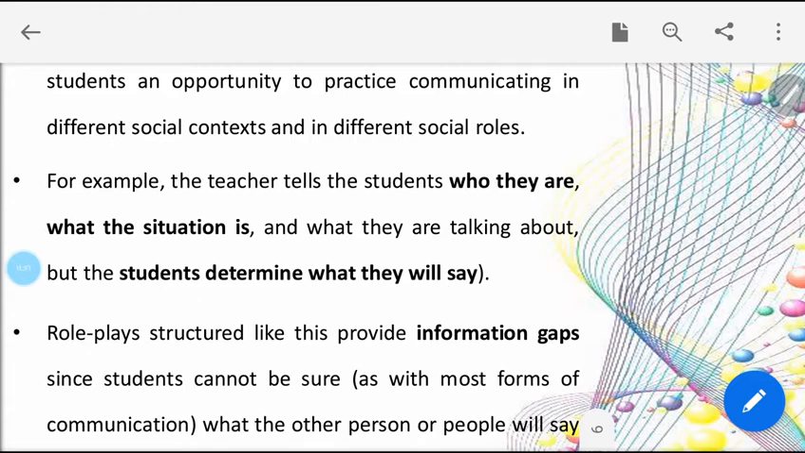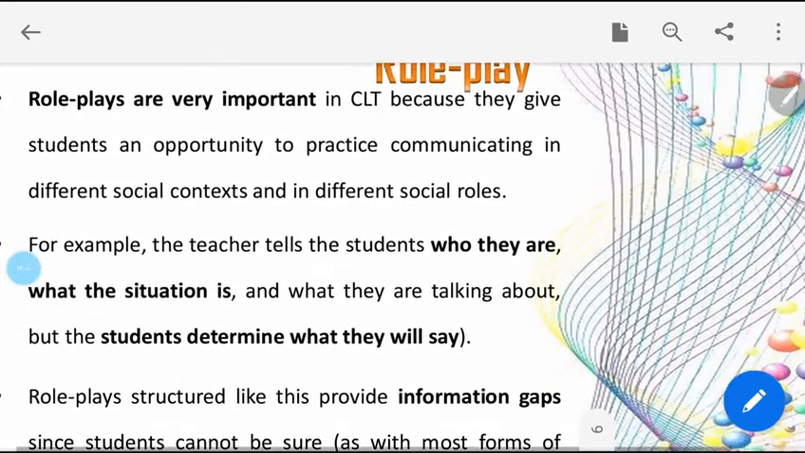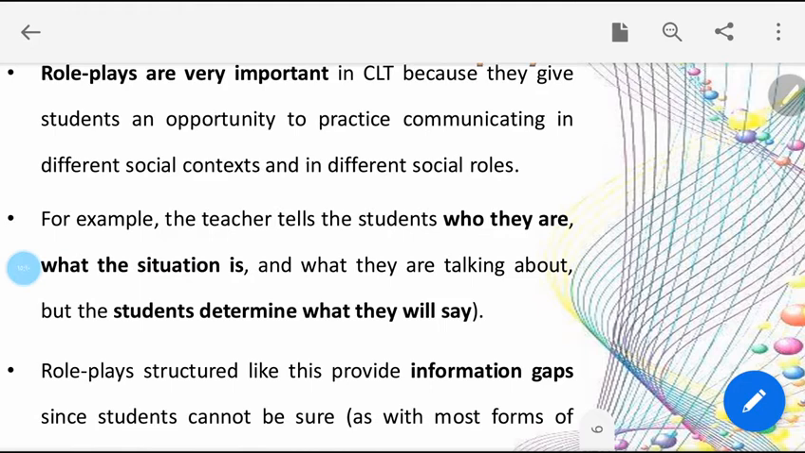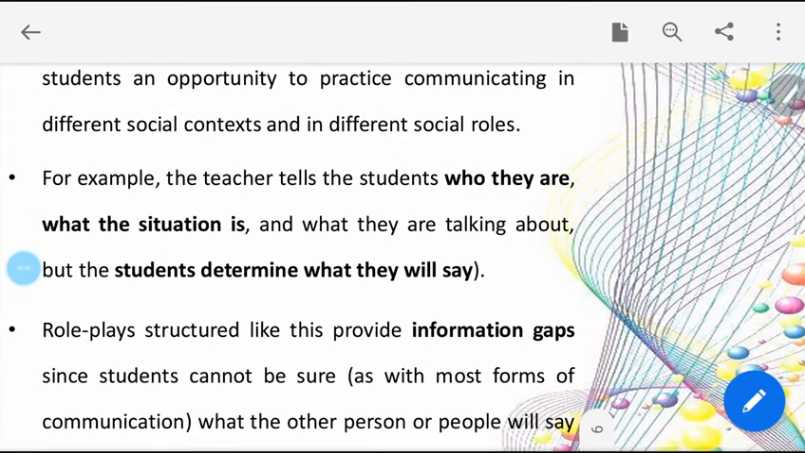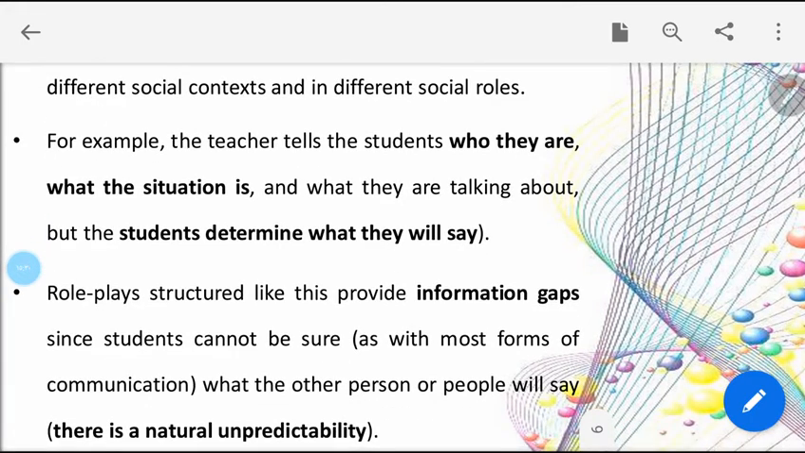The students will be free to choose what to say. I mean the words, the sentences, the phrases they choose, they will be free. So role play is important because it gives students the opportunity to practice communicating in different situations, in a different social role. The teacher's role is to tell them who they are, and what the situation is, and the students will choose what to say.